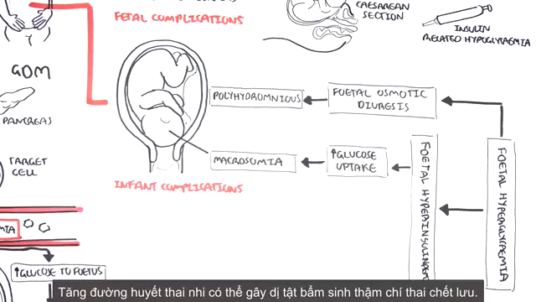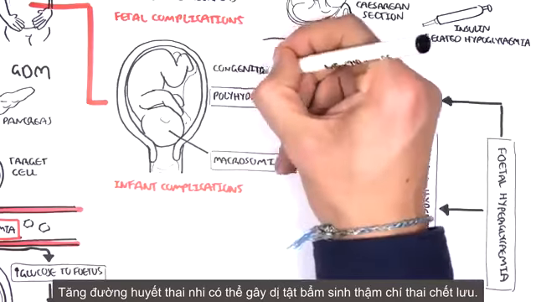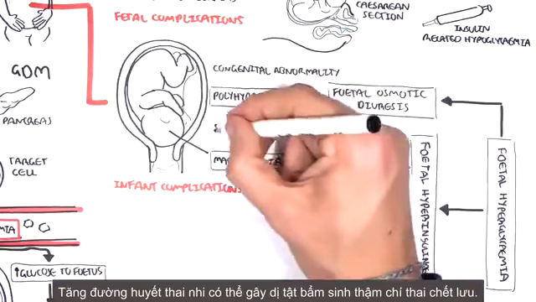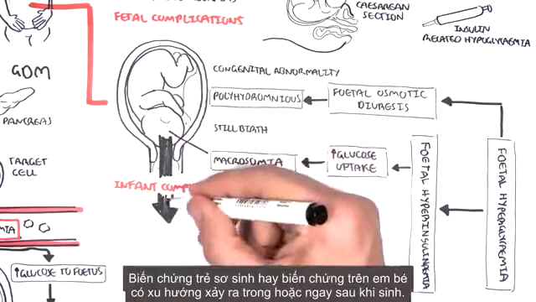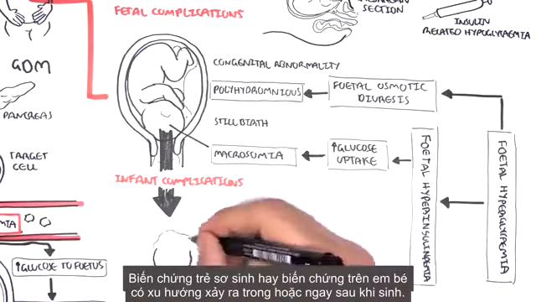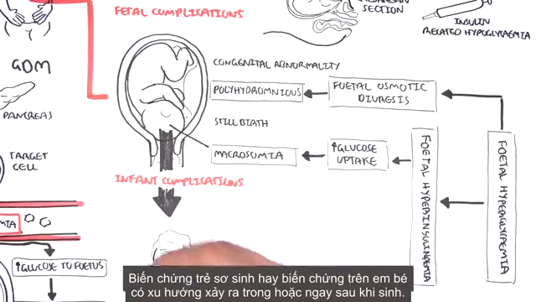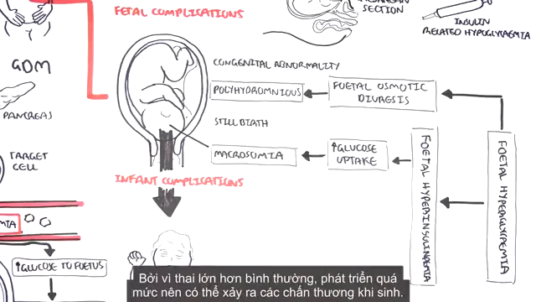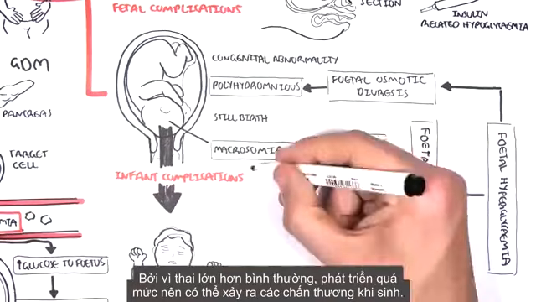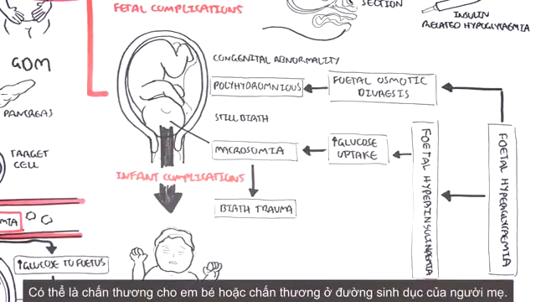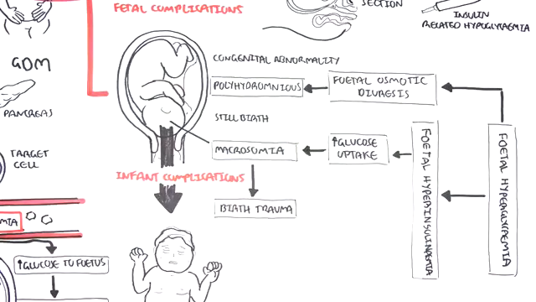Fetal hyperglycemia may lead to congenital abnormalities and even stillbirth. Infant complications, or baby complications, tend to occur during delivery or right after delivery. And this is because the fetus is larger than normal. There is macrosomia, and thus birth trauma can occur. And this can be trauma to the baby or to the mother's genital tract.